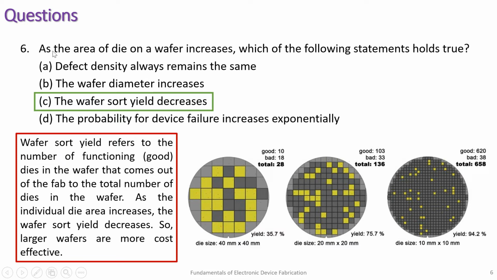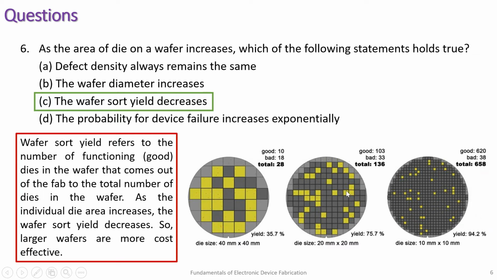So suppose here the question is, as the area of die on a wafer increases, which of the following statements holds true? First, we should understand that this whole circle, this big thing, is known as the wafer. The small squares on it are known as dies. And here the area of die on a wafer is increasing. So here we have small dies, larger dies, very large dies. Suppose this wafer has a large number of dies, that is 658 dies on this particular wafer. We have 38 bad ones and we have 620 good ones. So if we divide 620 by 658, we will get a yield that is approximately 94.2 percent.